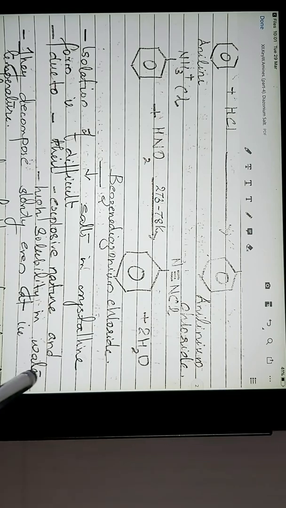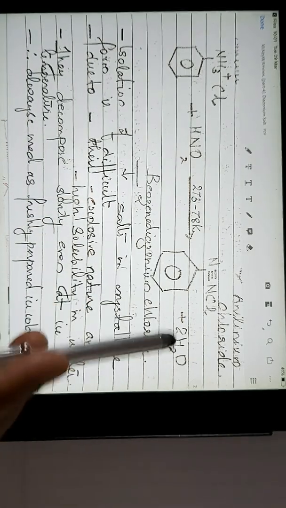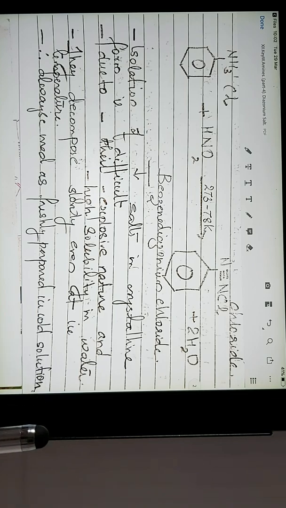So that's a little additional fact related to that. Isolation of benzene diazonium chloride salt, or any salt, not only chloride, in crystalline form is difficult. What is the reason? Two specific reasons. One, it is highly soluble in water, and even in the very cold, ice cold temperature, it shows signs of decomposition. If we try to crystallize it and remove all the water, it will decompose at a very fast rate, as if in an explosive way. So we can say the explosive nature as well as high solubility in water.